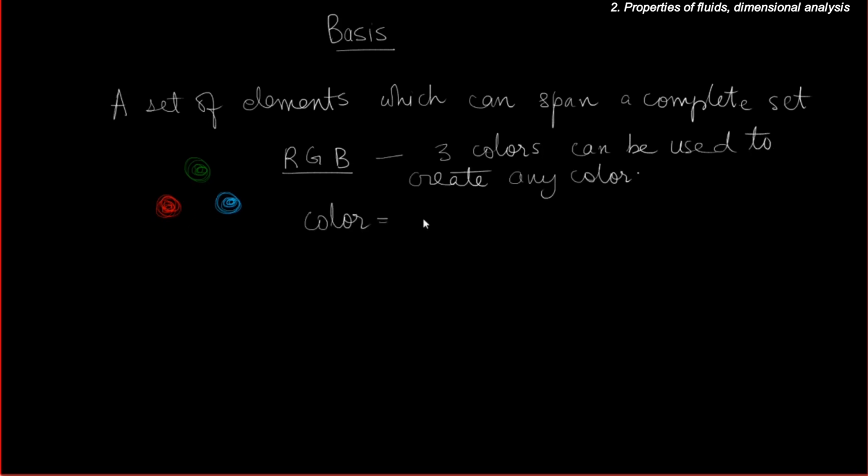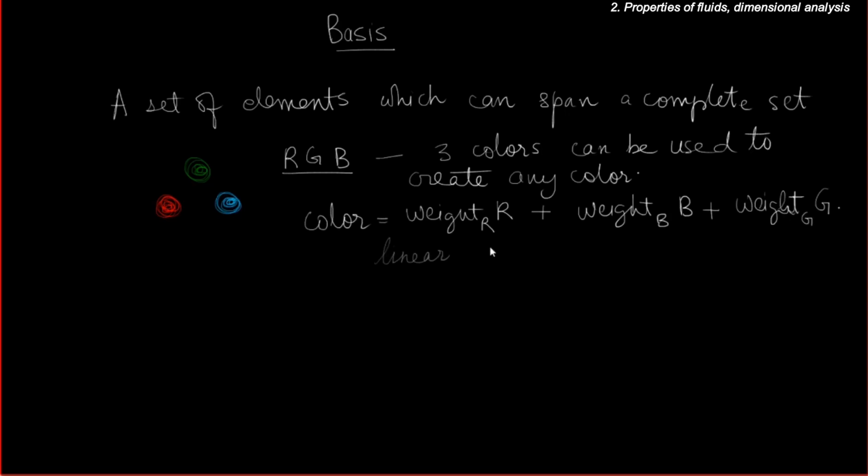So any given color will be some factor multiplied by the red color plus some factor multiplied by the blue color plus some factor multiplied by the green color. And therefore a linear combination of red, blue and green can yield us the desired color. So suppose you have an image, say it's called awesome.png.